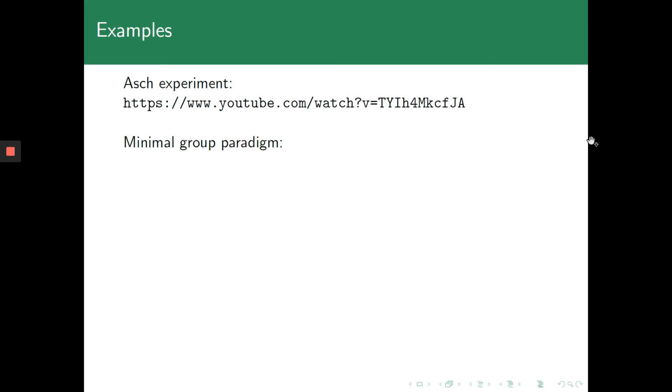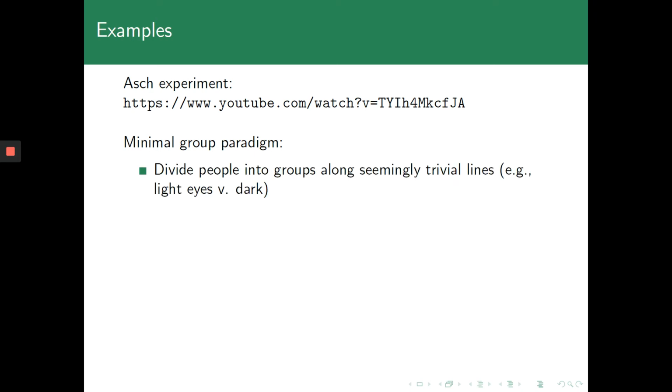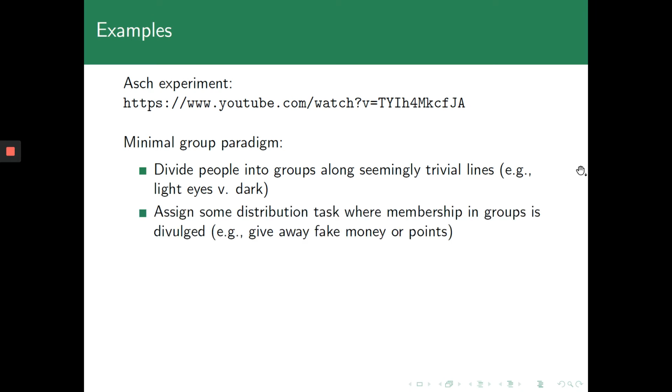It's a great video. There's also something called the minimal group paradigm. This is another example of perceptions being inherently social. Divide people into groups that are totally trivial. Light eyes versus dark eyes. This is a classic example. A teacher in the 1950s or 1960s, I can't remember, did this in her grade school classroom. And if you assign some distribution task, right? So you say, hey, here's $10. You got to give out all $10 in quarters or whatever. Basically, the person is going to give away the money to their artificially constructed group and not give any to the artificially constructed out group.